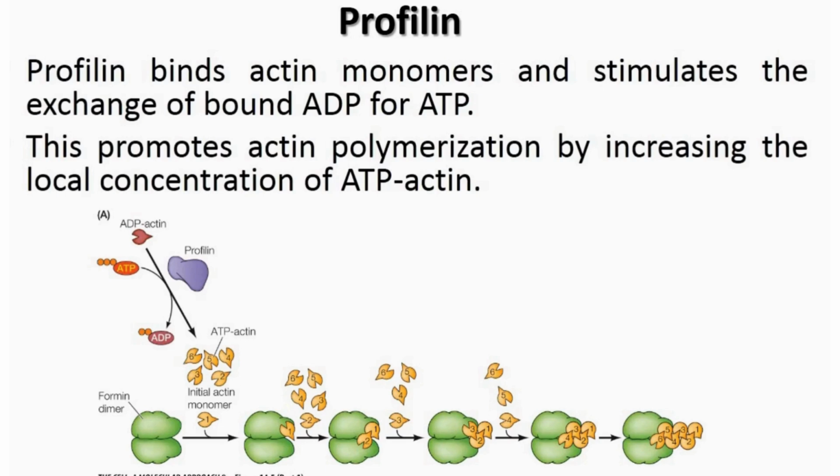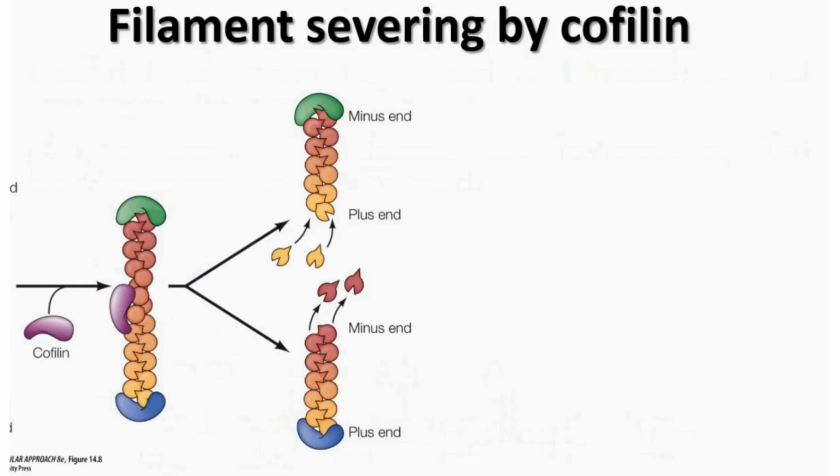Students, again, let's recollect the nucleation step. In the nucleation step, we stated that ATP bound actin is more favorable for polymerization as compared to depolymerization by ADP bound actin. So, that is the role of profilin, and after profilin you have the proteins which are responsible for severing or breaking of the filament. Under that category we have cofilin.